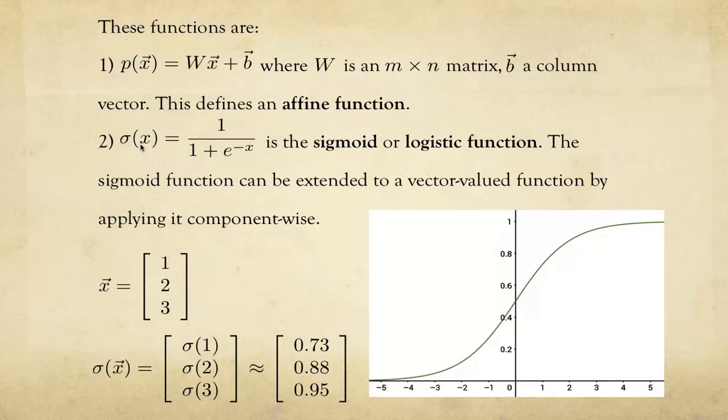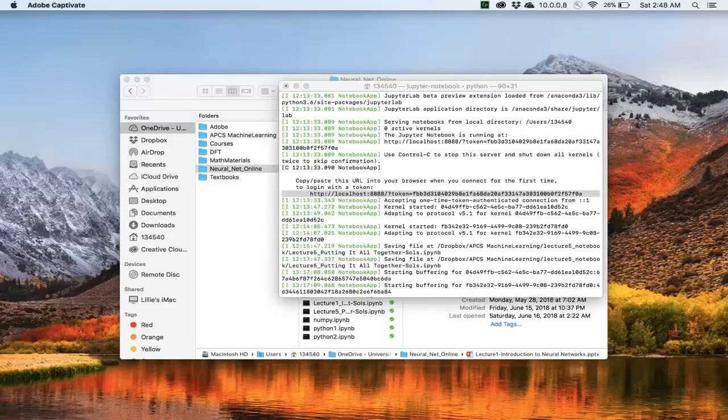So the way we do that, we do it the most natural way. If we have a vector x, then sigma of x is going to be applied component-wise to each of those entries of x. So sigma of (1, 2, 3) is (sigma of 1, sigma of 2, sigma of 3).